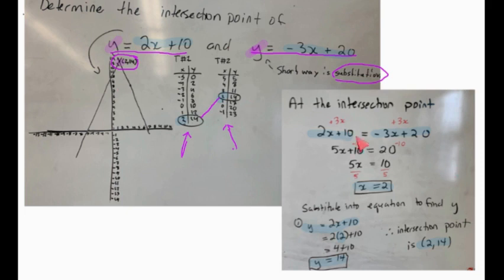Okay, so this is the algebraic method of substitution. And this is using a table of values and a graph. And of course, they all match. So this is the correct answer.